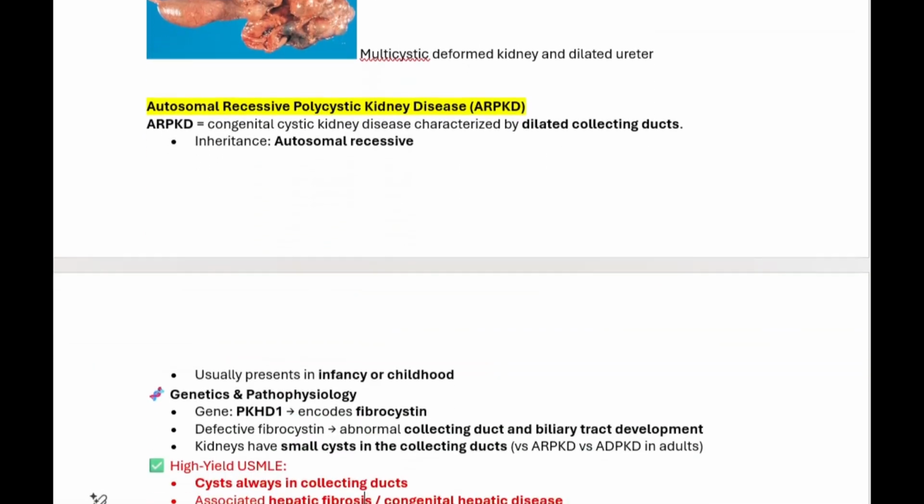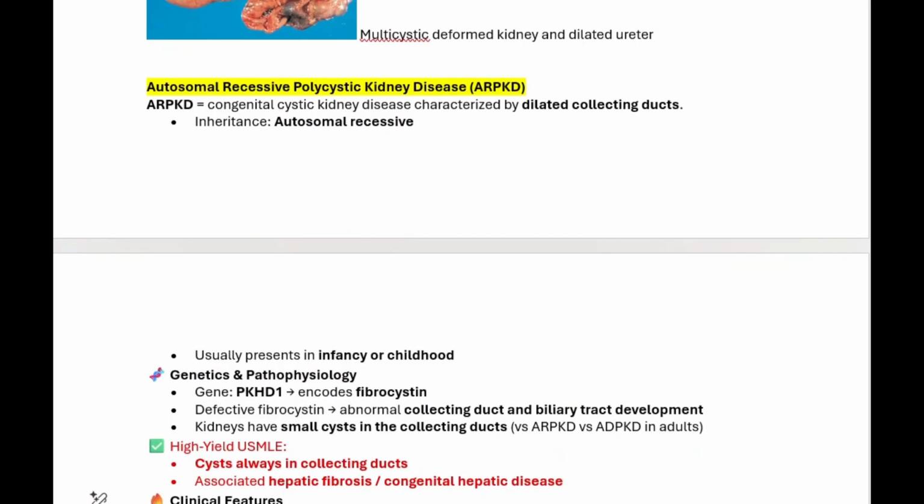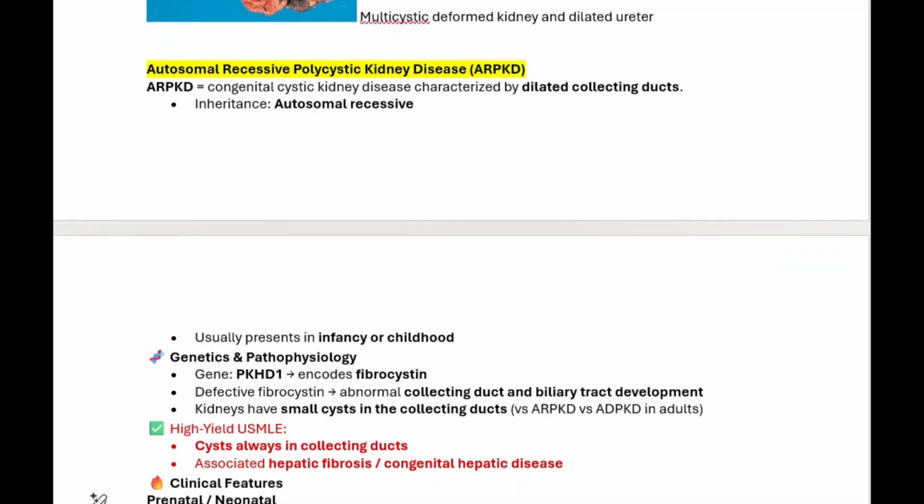And moving on to the next pathology, which is autosomal recessive polycystic kidney disease. So this is a congenital cystic disease, which is characterized by dilated collecting tubules. And this is autosomal recessive inheritance, and they usually present in infancy or in childhood.